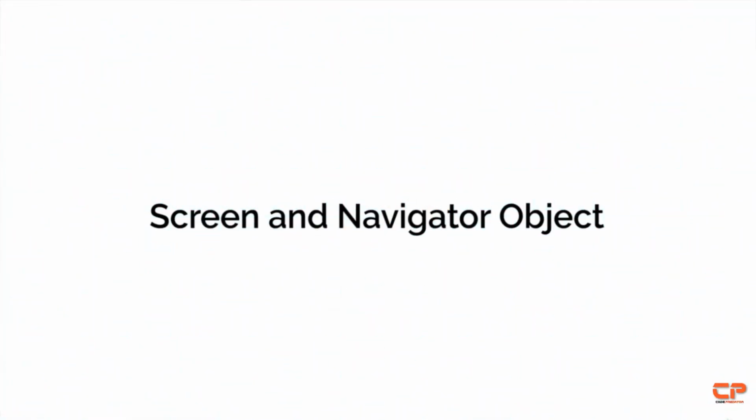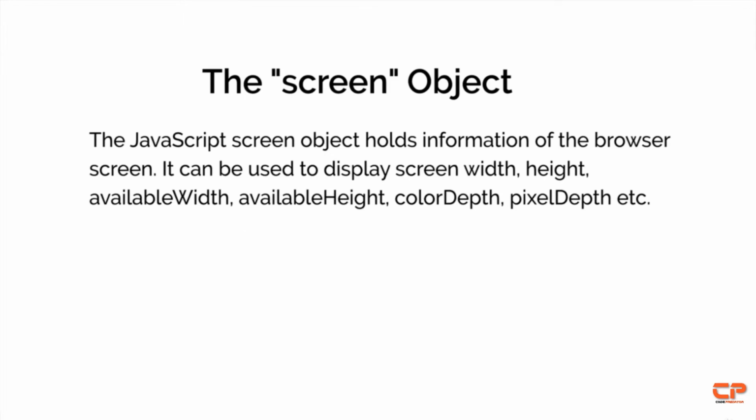and welcome back to JavaScript Playground. In this video, we will learn about Screen and Navigator object. The JavaScript screen object holds the information of the browser screen. It can be used to display screen width, height, color depth, pixel depth, available width, available height, etc. Alright, so let's give these a try.